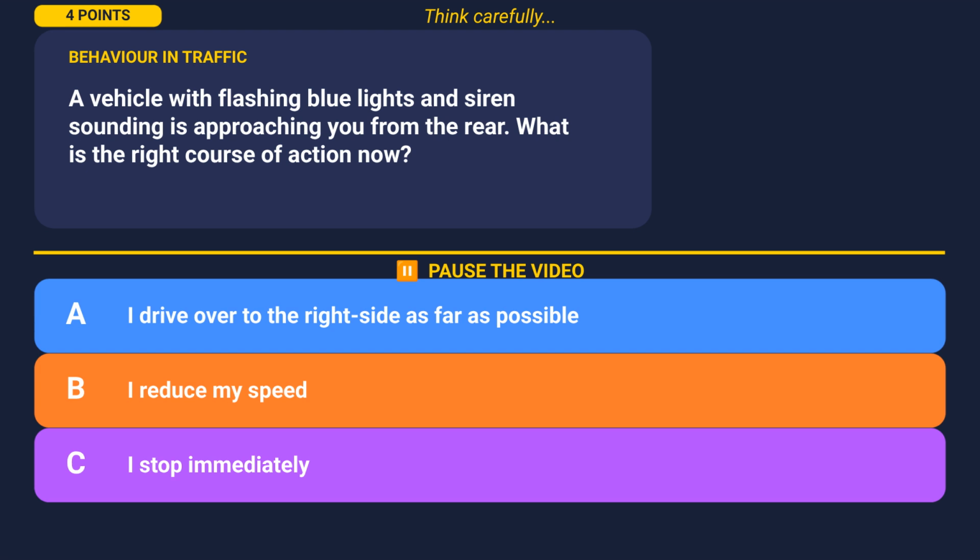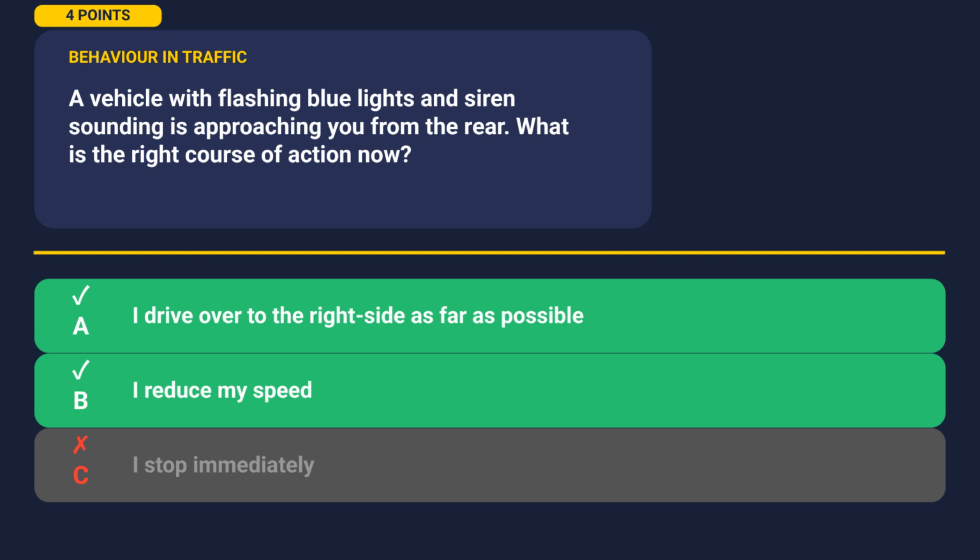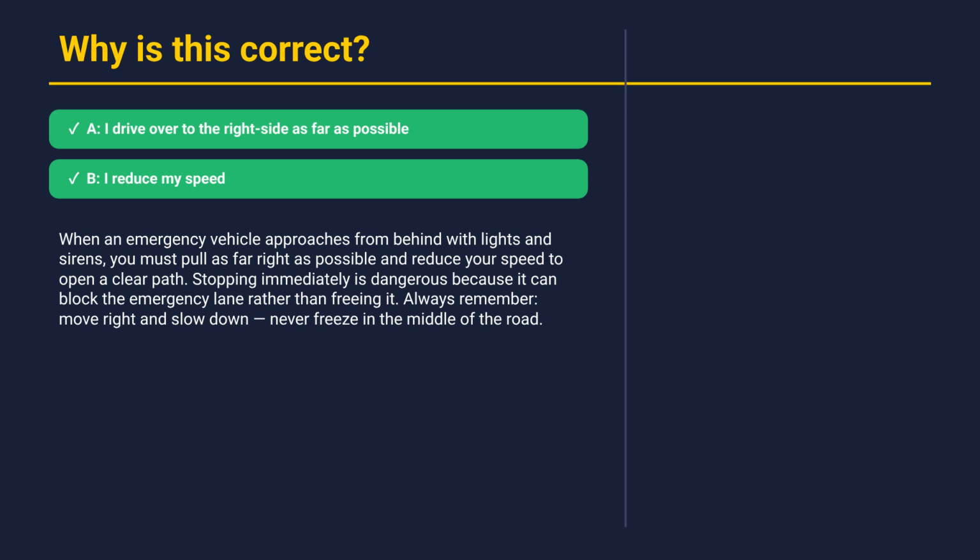Go ahead and pause if you need time. When you're ready, let's reveal the answers. The correct answers are A and B. Let's understand why. When an emergency vehicle approaches from behind with lights and sirens, you must pull as far right as possible and reduce your speed to open a clear path. Stopping immediately is dangerous because it can block the emergency lane rather than freeing it. Always remember, move right and slow down. Never freeze in the middle of the road.